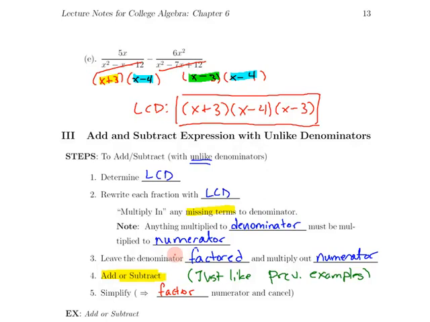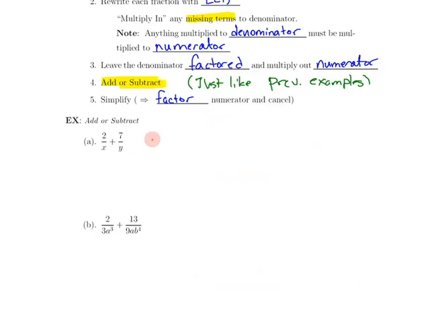All right, let's look at some examples. Step 1 is to find the LCD. So in this example, 2 over x plus 7 over y, we need to identify what the lowest common denominator will be. Since they're each separate factors, we're going to list them each, x, y, both to the first power. So x times y is the LCD.